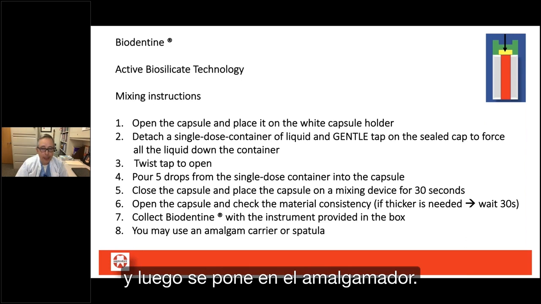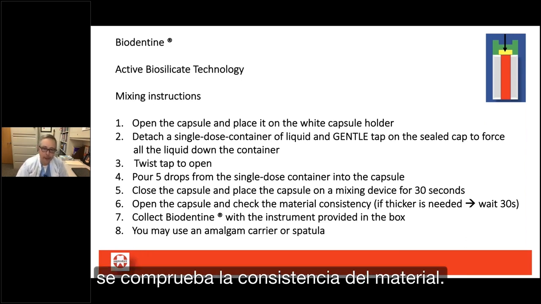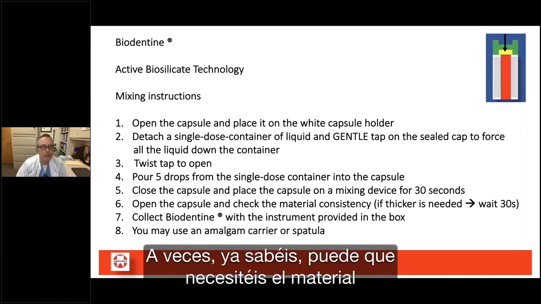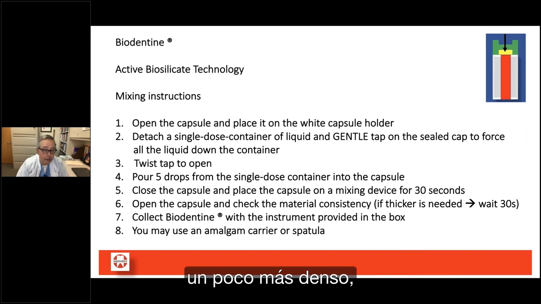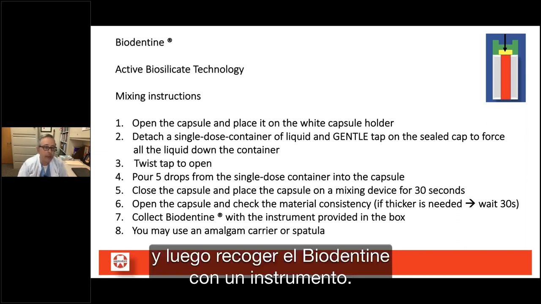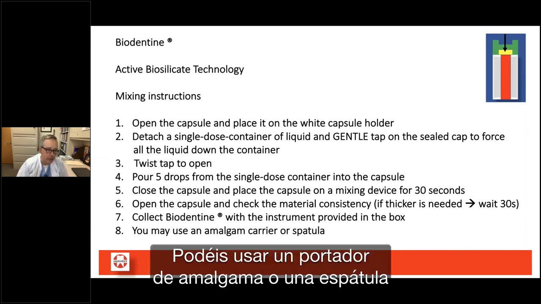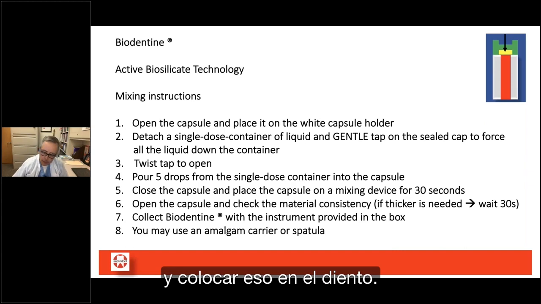And then after 30 seconds in the amalgamator, you open the capsule and check the material consistency. Sometimes you may need the material a little bit thicker, so you need to wait 1 more 30 seconds, and then you collect the Biodentine with an instrument. Any instrument really can be used. You can use an amalgam carrier or a spatula, and you put that in the tooth.